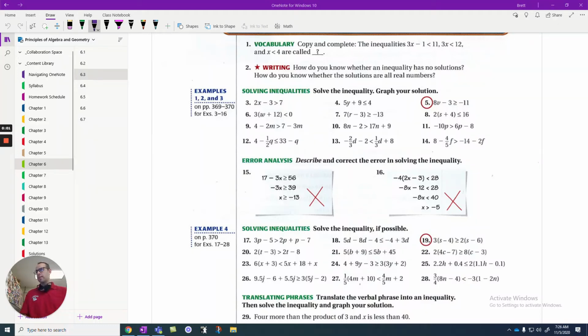Hey guys, so this is 6.3 for algebra, or for principles of algebra, and as we go through here, we're going to rely on some skills that we built earlier in the year, and we're going to apply one new idea to that, and that's dealing with inequalities as opposed to equal signs.